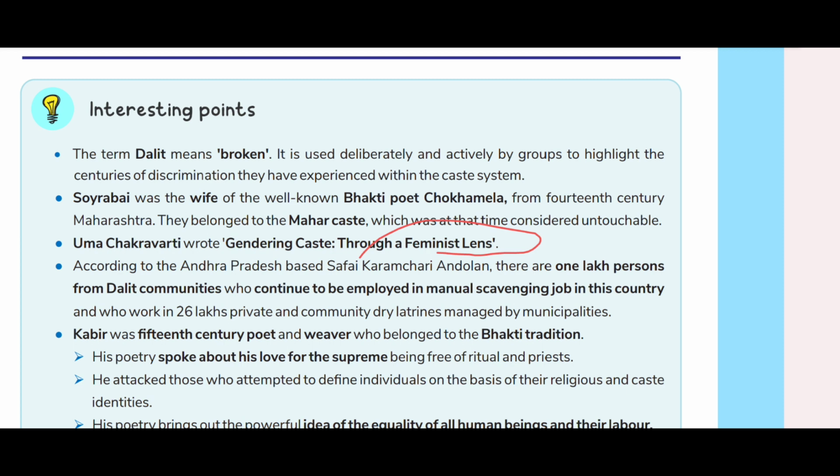According to the Andhra Pradesh-based Safai Karmachari Andolan, there are 1 lakh persons from the Dalit communities who continue to be employed in manual scavenging jobs in this country and who work in 26 lakh private and community dry latrines managed by municipalities.